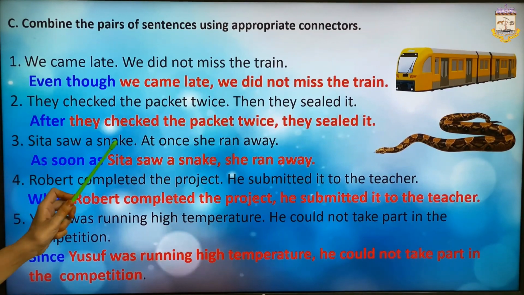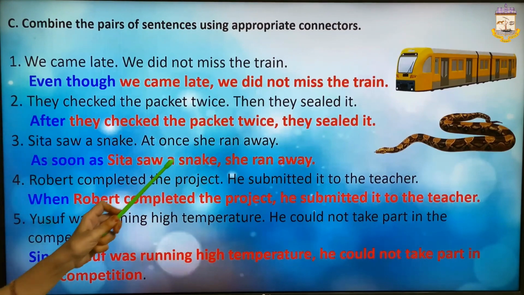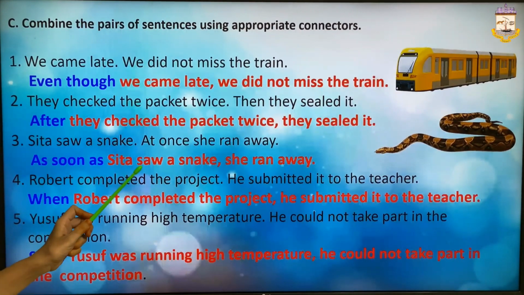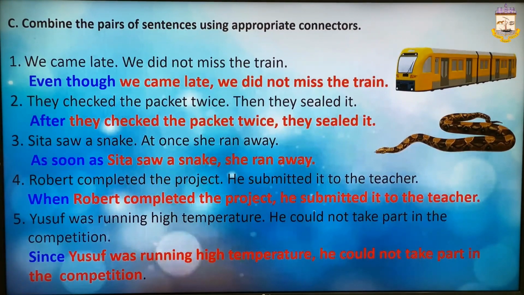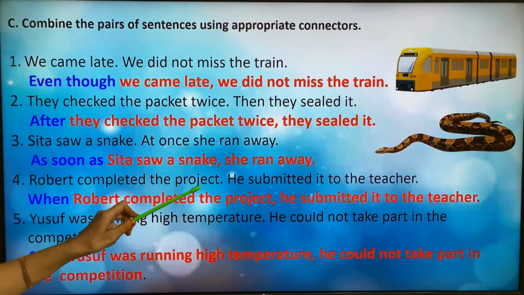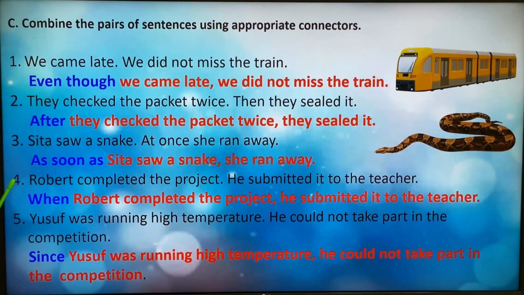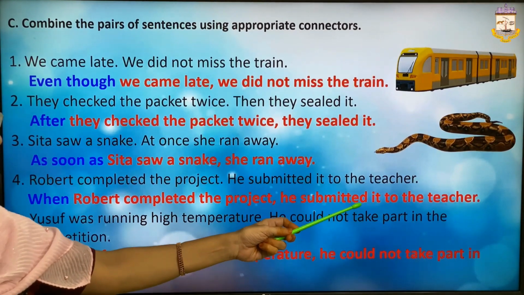Sita saw a snake is one sentence. At once she ran away is another sentence. As soon as Sita saw a snake, she ran away. Robert completed the project. He submitted it to the teacher. When is used to denote time. The conjunction when denotes time. When Robert completed the project, he submitted it to the teacher.